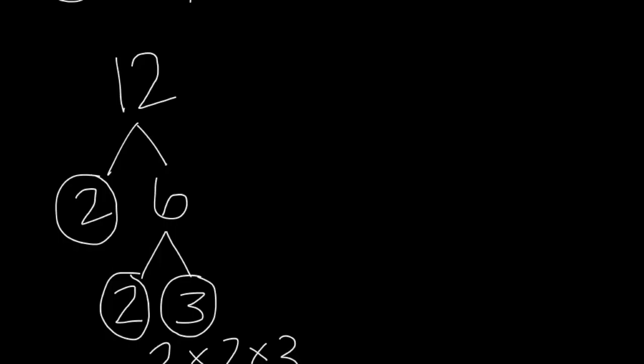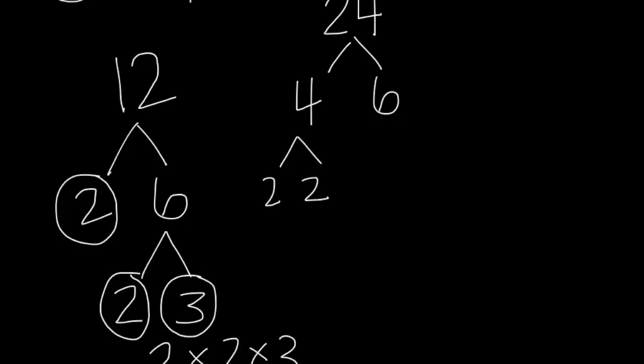Our next number will be 24. We are also going to use a factor tree to break down 24. So I know that two factors of 24 are 4 and 6. Neither of these are prime numbers, so I'm going to keep going. 4 can be split into 2 and 2. And I know that these are prime numbers, so I'll circle those. And I can't break that side down any further.